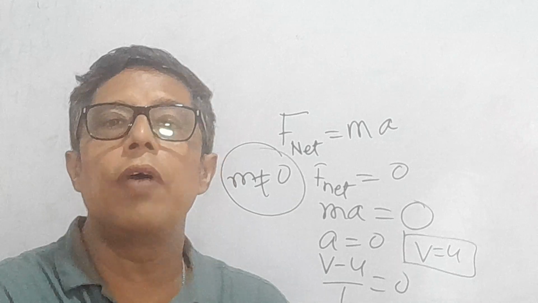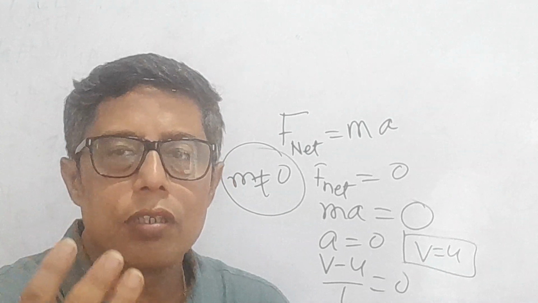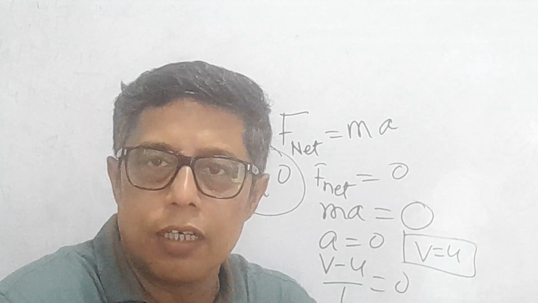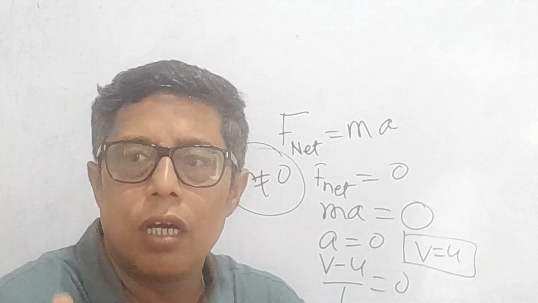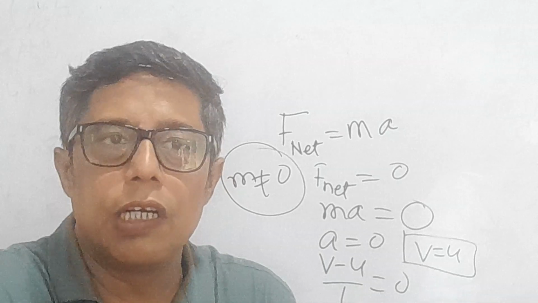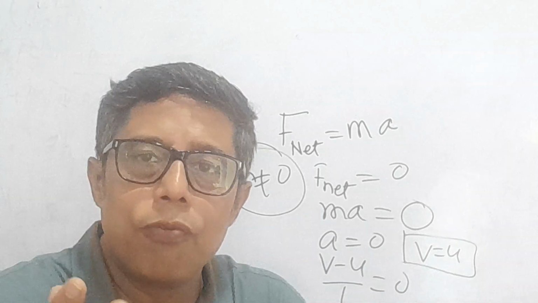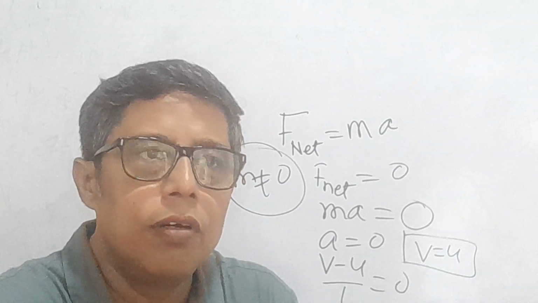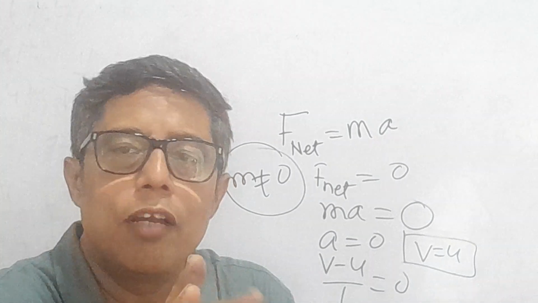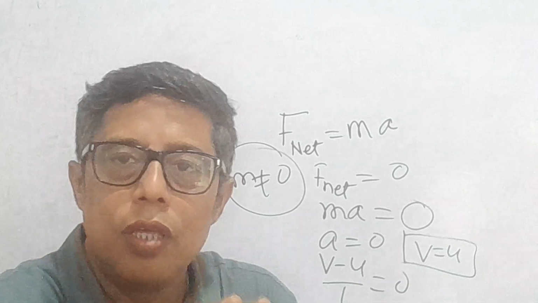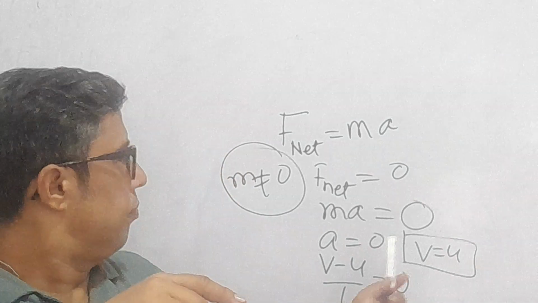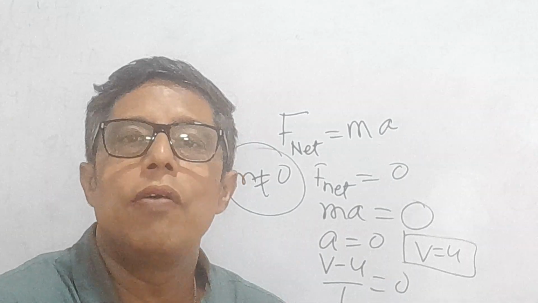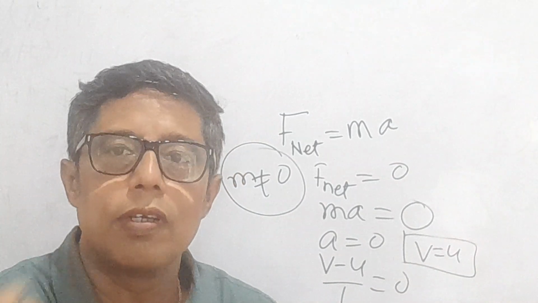So you may be asked to derive Newton's first law from the second law. Newton's second law says that the rate of change of momentum is proportional to the force applied on the object, right? Now, if the net force acting on the object is 0, then the acceleration will be 0. If acceleration is 0, that means v minus u will be 0, which means the object is under uniform motion. That's Newton's first law. So this way you can mathematically derive Newton's first law from the second law, right?